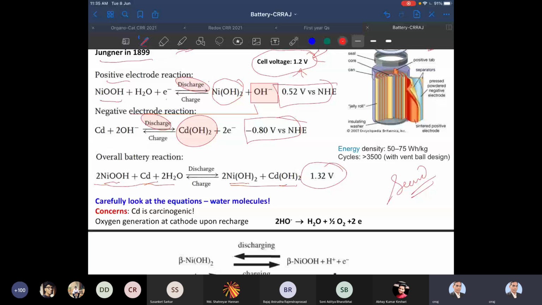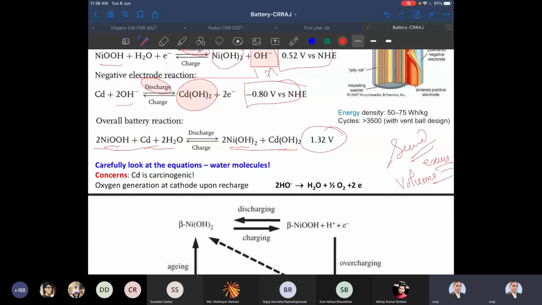It may go beyond, but that's not in our control. When you overcharge or change some other experimental condition, that will happen. Here, basically, I generate OH minus at the positive electrode, which is being consumed at the negative electrode. So in principle, there should not be any volume expansion. That is so unique, because whatever I generate, I consume at the next electrode, so it should remain intact. It's not always easy to do that. Carefully look at the equation, the water molecules.